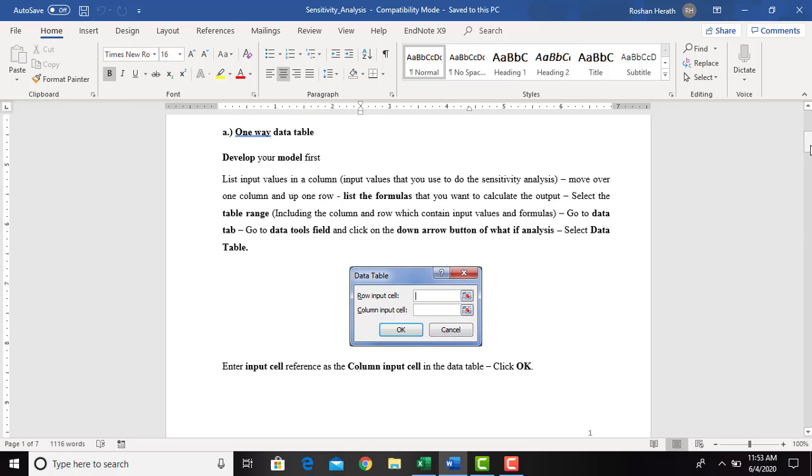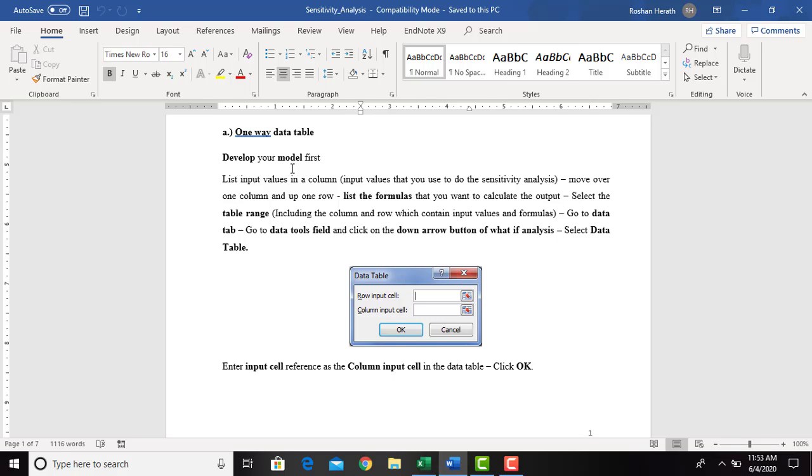When it comes to the one-way data table, the first requirement is, depending on the given business scenario, depending on the given question, you have to first develop your model. So for example, if you are given information as to the selling price, the variable cost, the fixed cost, and the demand, you may work out the profit. Therefore, that is your starting point.